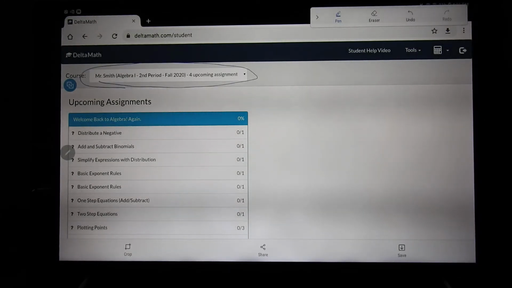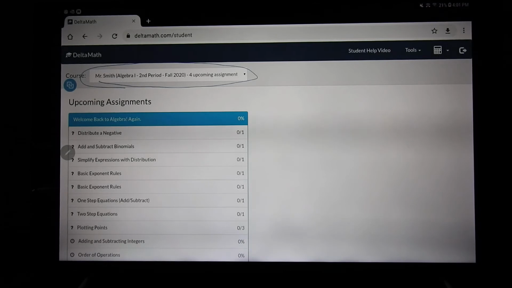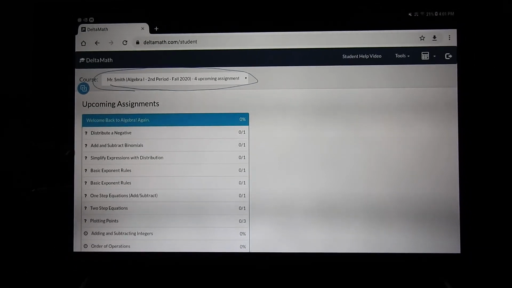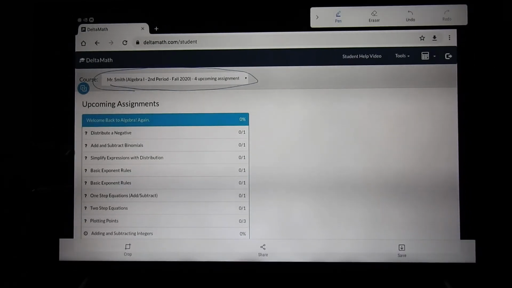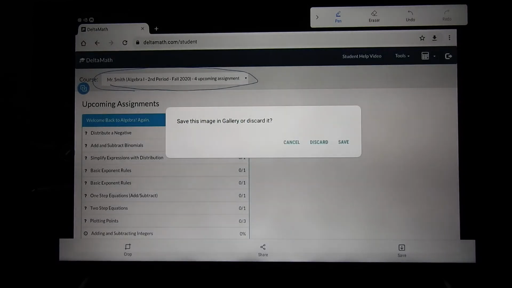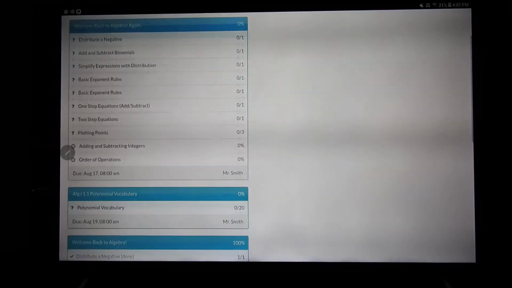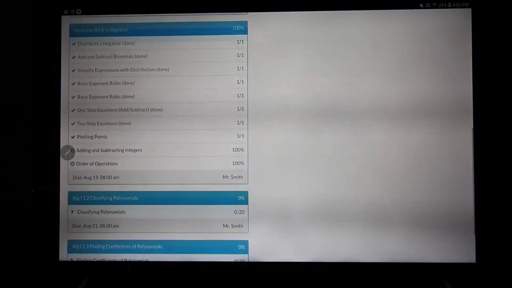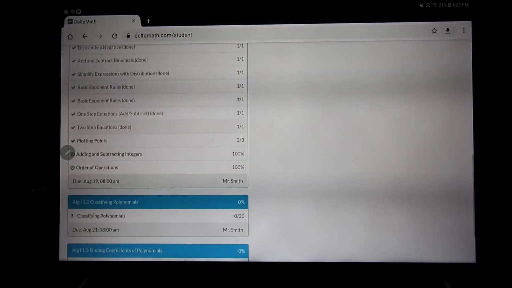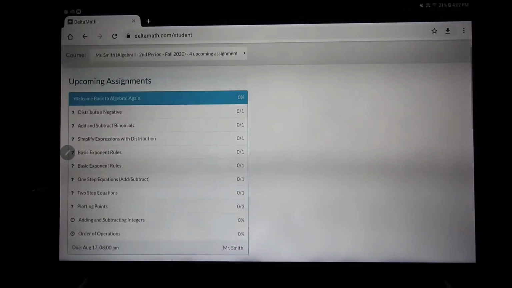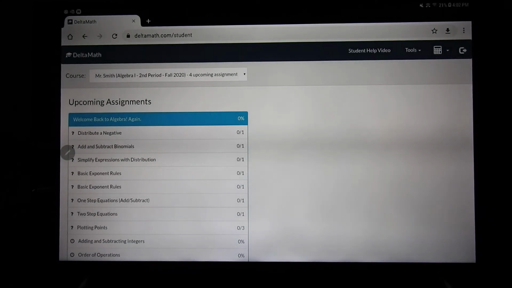All right, so Mr. Smith. And I notice there are 4 upcoming assignments. There's this one that says, Welcome back to Algebra, and then there are some more that we're going to do this week. So if you're in Algebra 1, there are the Algebra 1 assignments. All right, but today we're going to do this one.